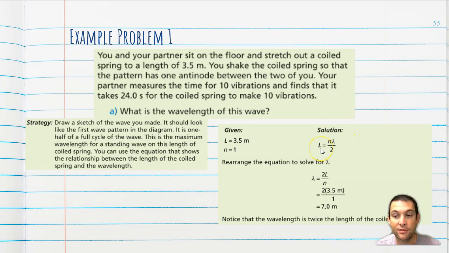Remember, L is the length of the string, or spring in this case. N is the number of antinodes. Lambda is your wavelength, and then divide that by 2. Rearranging the equation and solving for lambda, we're going to multiply by 2 on each side and then divide by N on each side. Notice the wavelength is twice the length of the coiled spring.